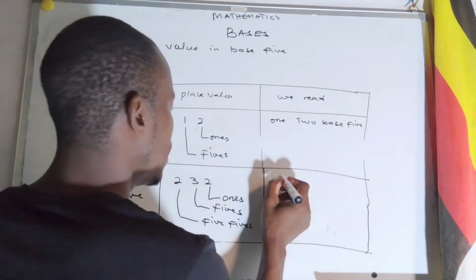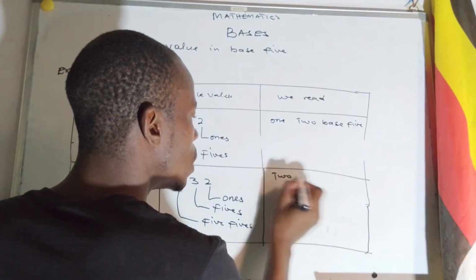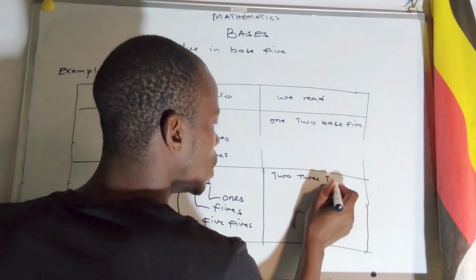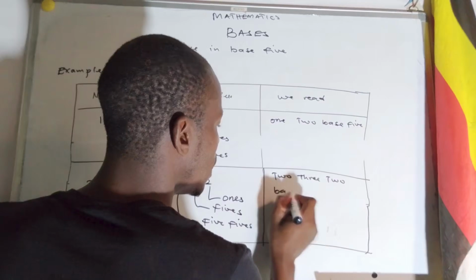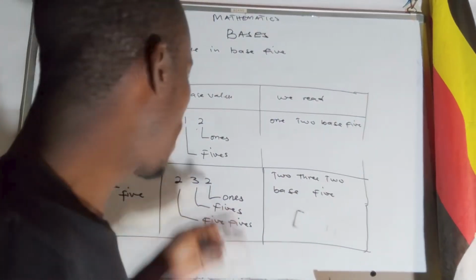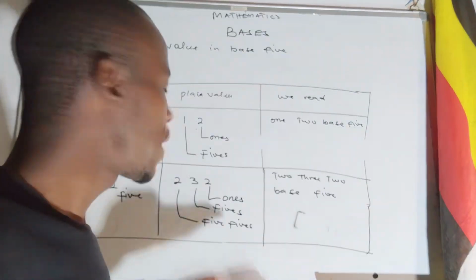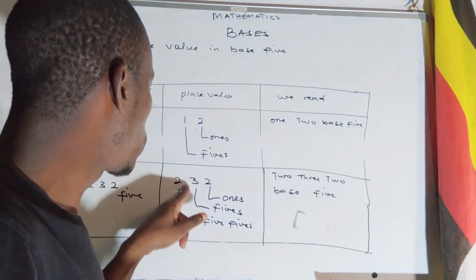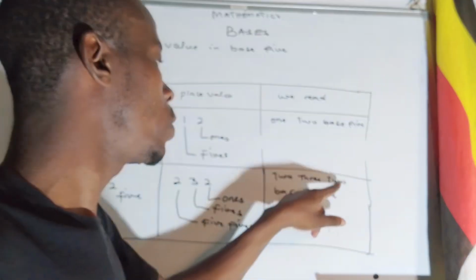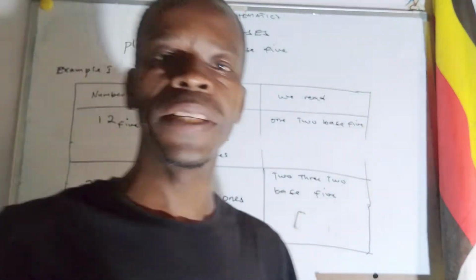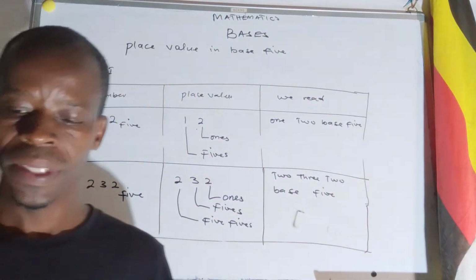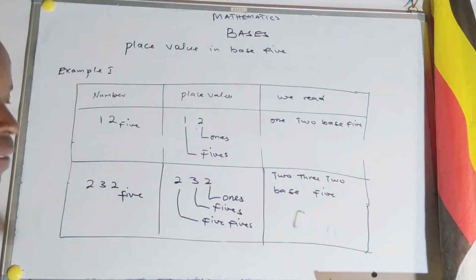Then we read this number 2 3 2 base 5. So next time if somebody tells you to read a number in base 5, how to read 2 3 2 base 5. That's how we read numbers, digits in base 5. So let's move to the practical examples.